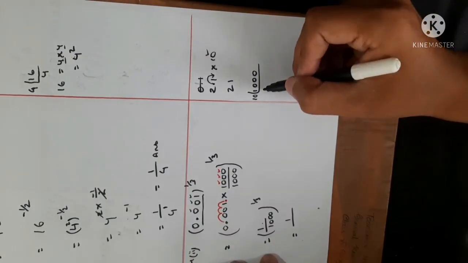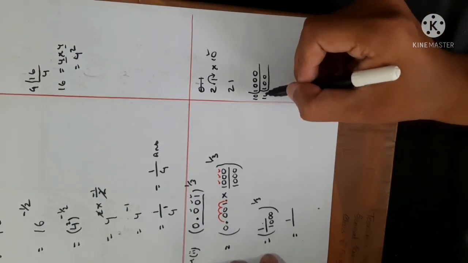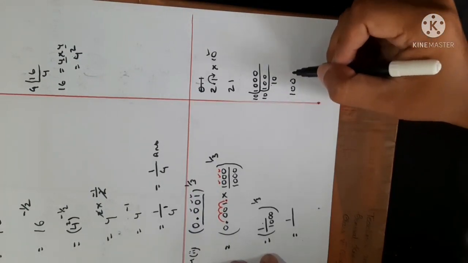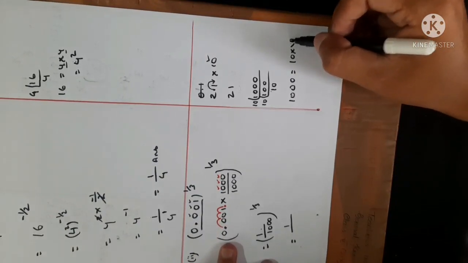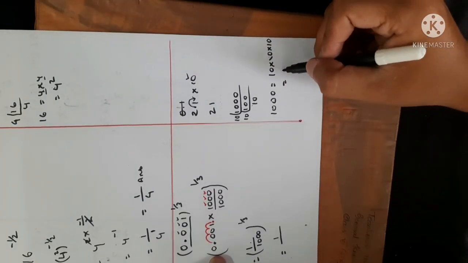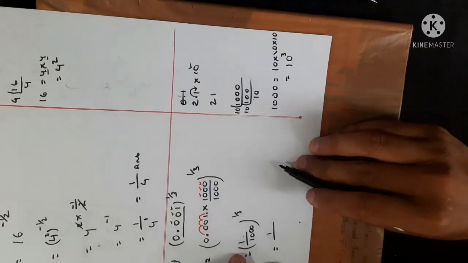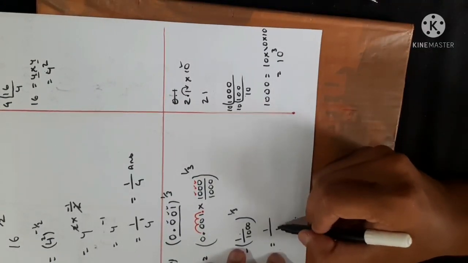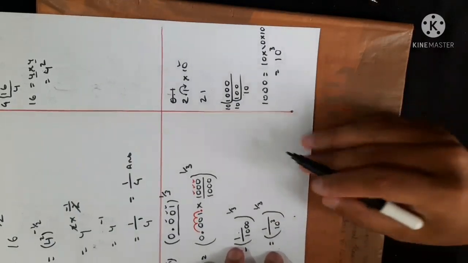let us go by 10. 10 into how much equal 1000? 10 into 100. 10 into how much equal 100? 10 into 10. So 1000 will be equal to 10 multiply 10 multiply 10, which means we have to multiply 10 three times. So 10 to the power 3. So we write in place of 1000, 10 to the power 3, and we raise 1 by 3.